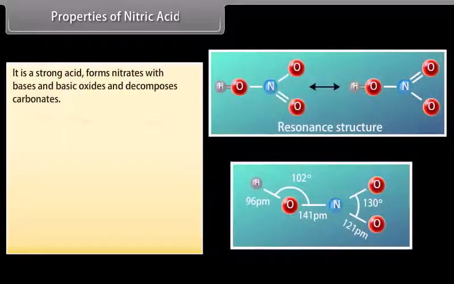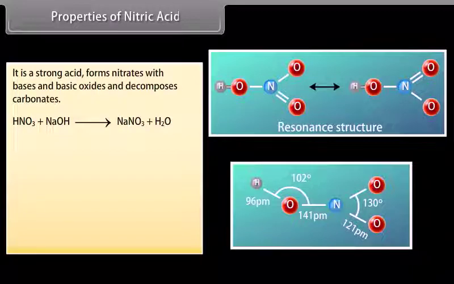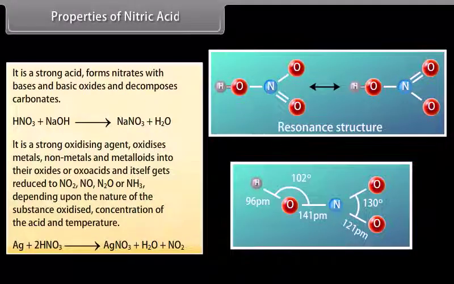It is a strong acid, forms nitrates with bases and basic oxides, and decomposes carbonates. It is a strong oxidizing agent, oxidizes metals, non-metals and metalloids into their oxides or oxoacids and itself gets reduced to NO2, NO, N2O or NH3 depending upon the nature of the substance oxidized, concentration of the acid and temperature.